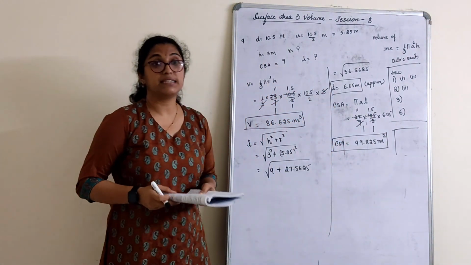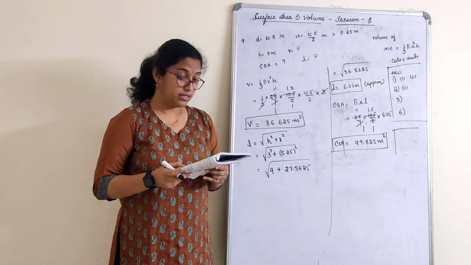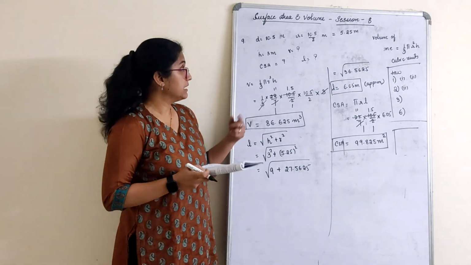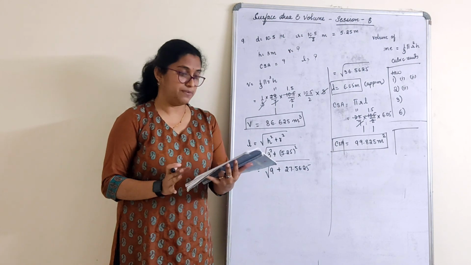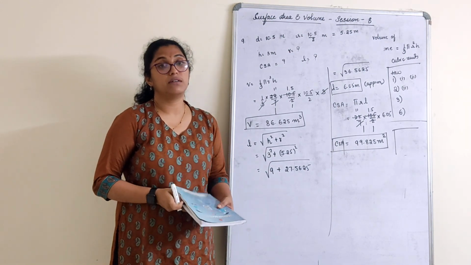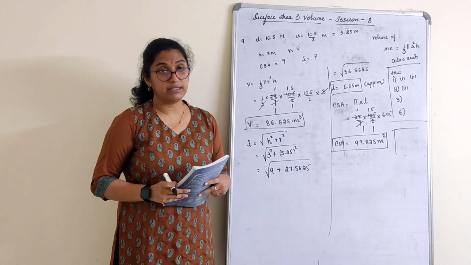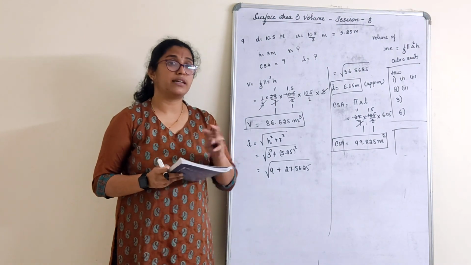That's the CSA part. So with this, we also complete volume of cone, and the last part what is left in this chapter is volume of sphere. That will be done in the next session. Also volume of hemisphere gets added into this.